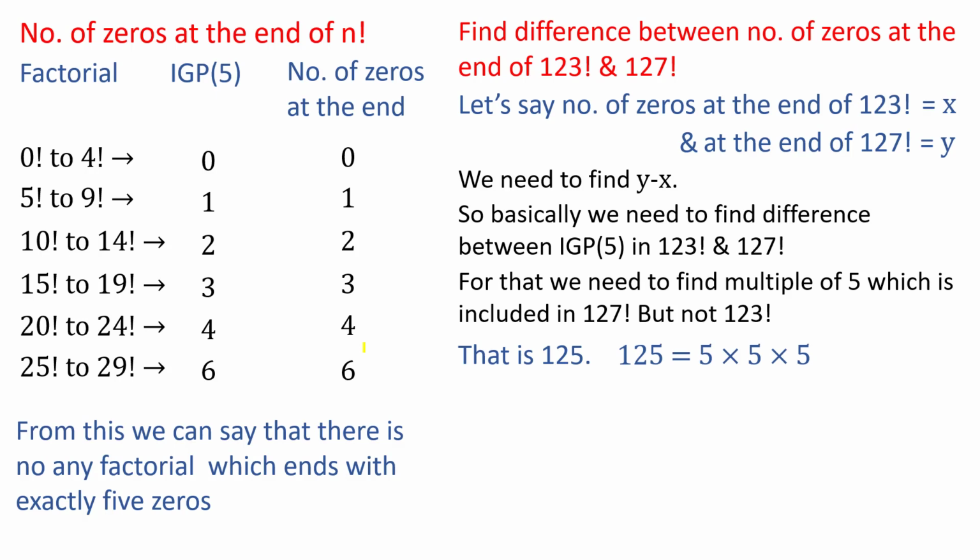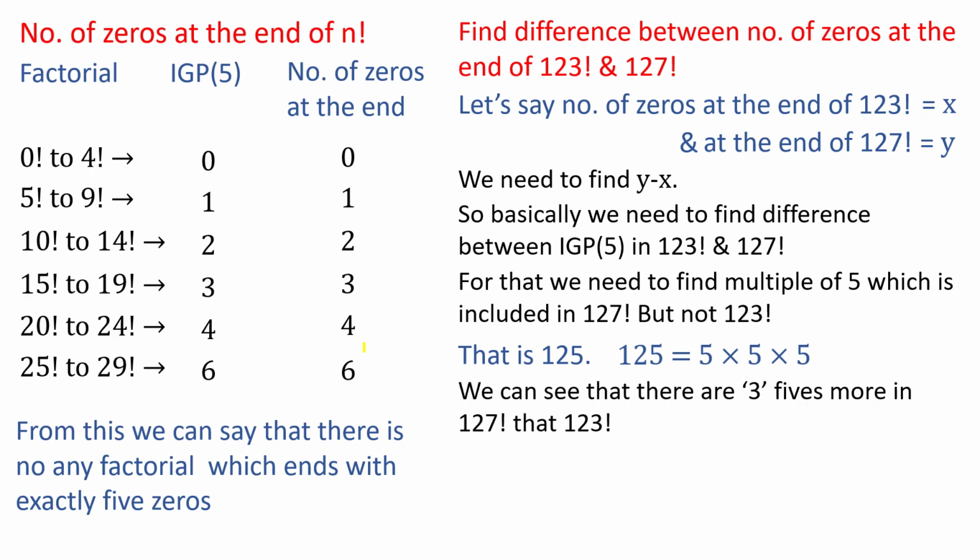5 into 5 into 5. So from this we can say that in 127 factorial there are 3 extra 5s in comparison with 123 factorial. So from this we can see that IGP of 5 in 127 factorial is 3 more than IGP of 5 in 123 factorial. So we can say that 127 factorial ends with 3 more zeros than that of 123 factorial.